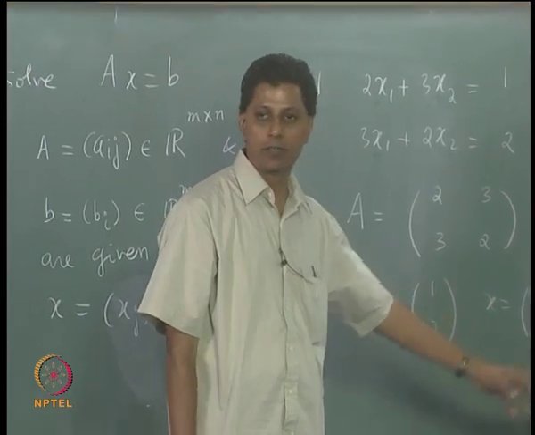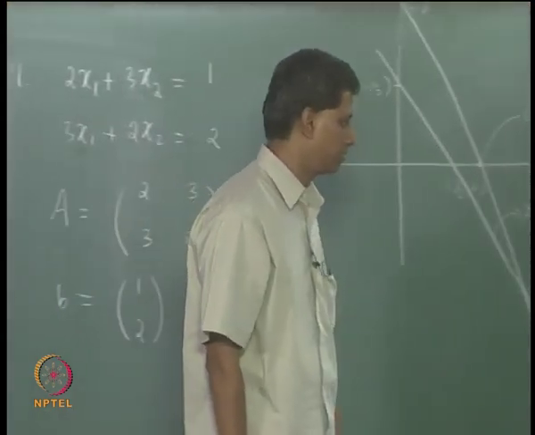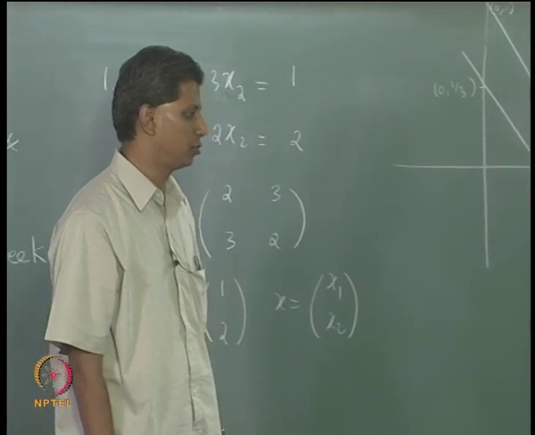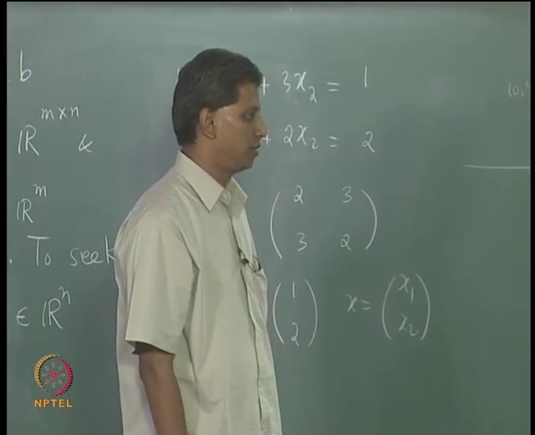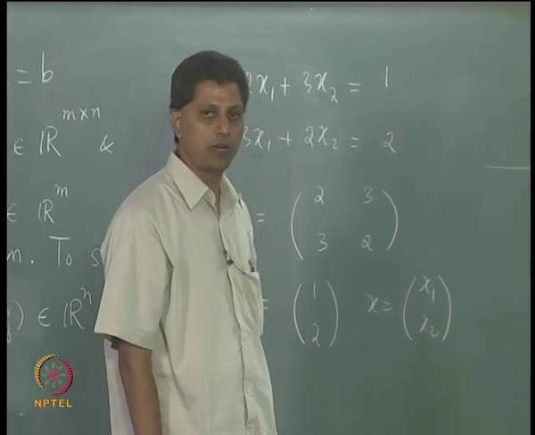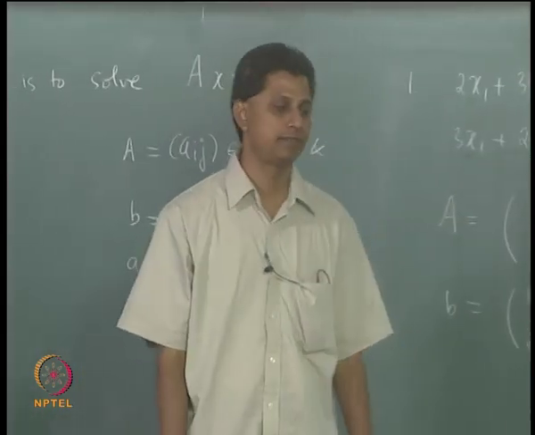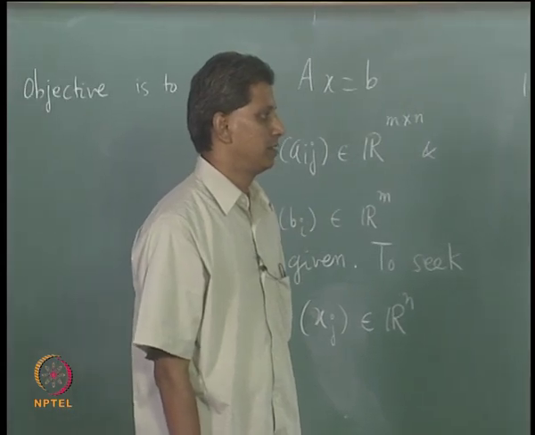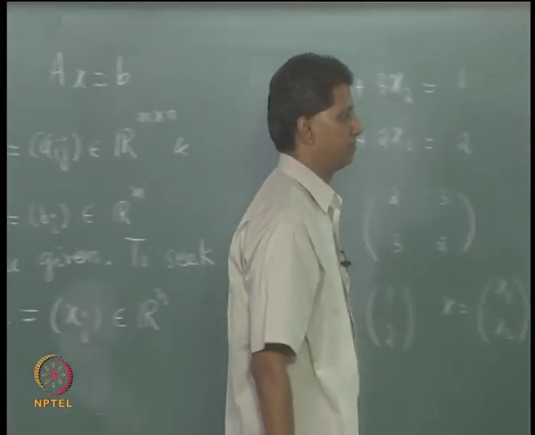Is that okay? One could plug in and verify that this satisfies the equation, that is 3 beta, that is 3x2, plus 2x1 equals 1. So that is a solution set in this example. These two lines are one and the same.